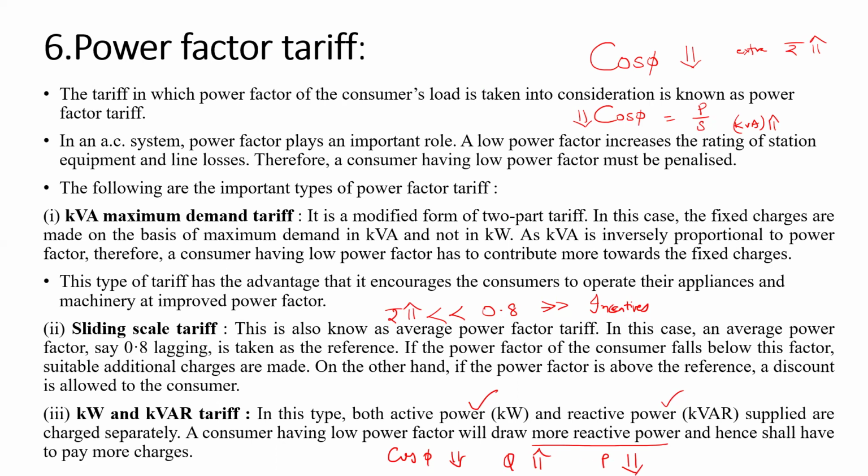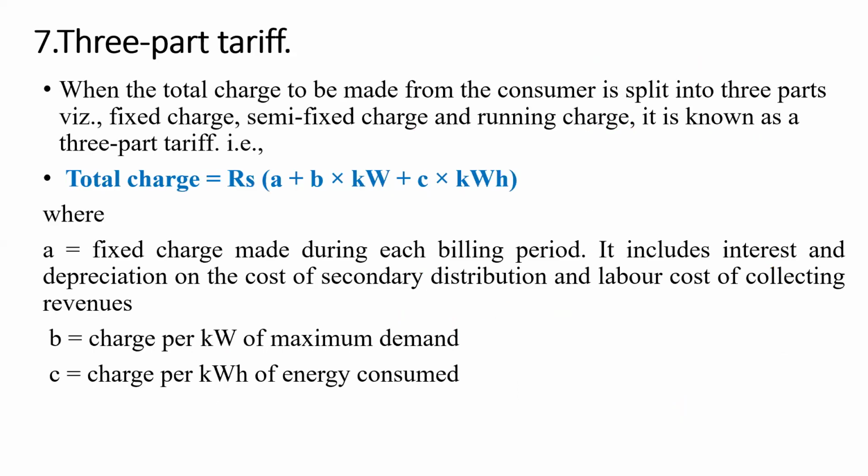These are one more classification of power factor tariff. Three-part tariff is similar to two-part tariff. What's this B? It's obviously fixed charges. This one is running charges, and this one is some constant, that's nothing but fixed charge. B is the maximum demand, whereas this one is how many units you can consume. These are the total billing charges: fixed charges, semi-fixed charges, running charges.